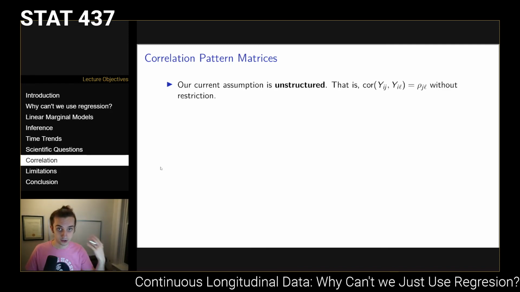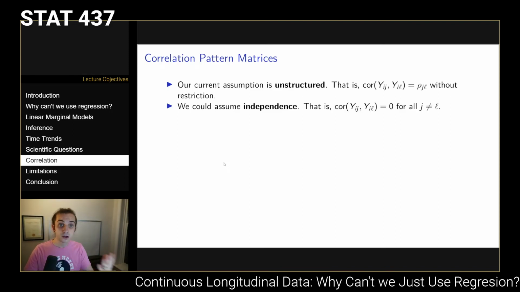So currently we've assumed unstructured correlations. We assume that the correlation between Yij and Yil is just rho JL, and we don't put any restriction on that. The problem with this is that it requires a load of parameters to estimate. So what are some other ways that we could simplify the number of parameters? Well, we could assume independence. It seems weird because we started this lecture by saying that the reason linear regression doesn't work is this lack of independence, but we could assume it if we didn't think that there was a strong reason to think that our outcomes were correlated over time.